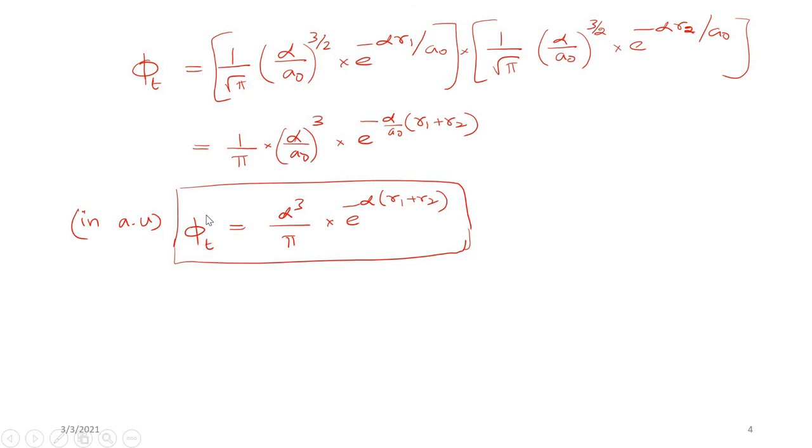Now notice this trial wave function. In this function there is no imaginary quantity. Therefore, phi t star, that is the complex conjugate of the function, and phi t both are one and the same, right? And this alpha cube by pi is there because of the normalization constant. So this function is a normalized wave function.